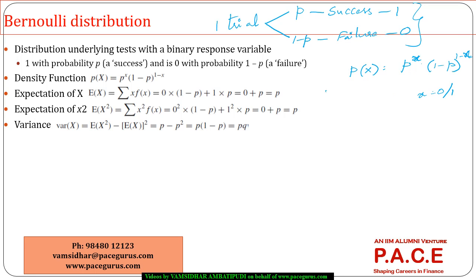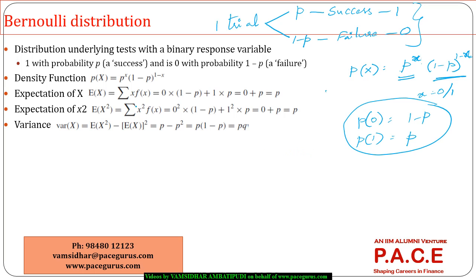So if x is 0, then it is P to the power of 0 into 1 minus P. So overall it is 1 minus P, which is failure. So the probability of getting 0 successes is 1 minus P. Probability of getting 1 success, if I am putting it, P to the power of 1 into 1 minus P to the power 0, will end up as P. So the probability of success is P, probability of failure is 1 minus P.